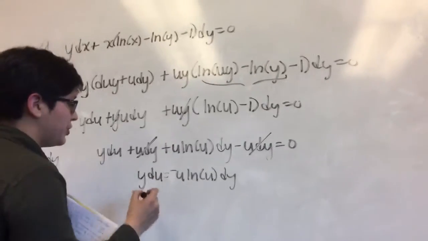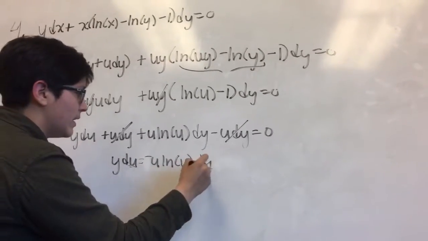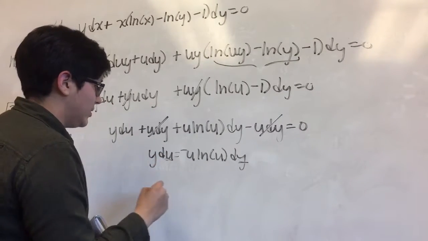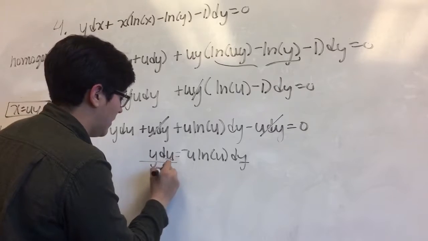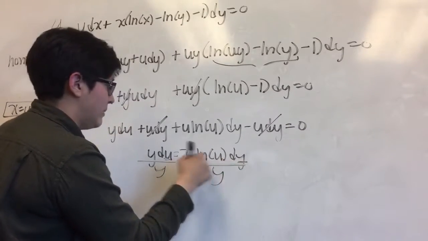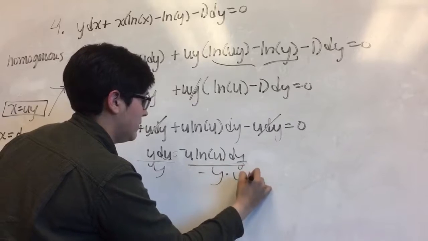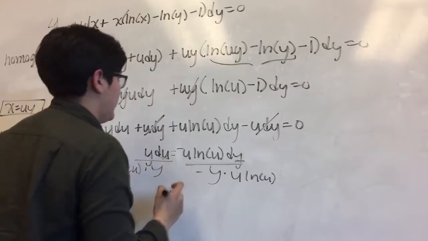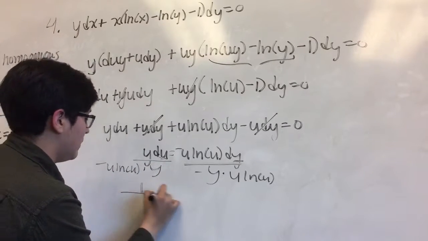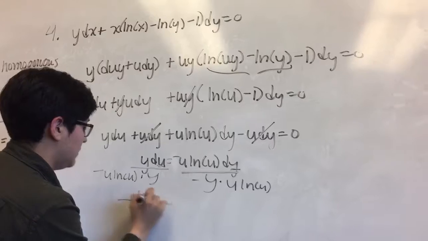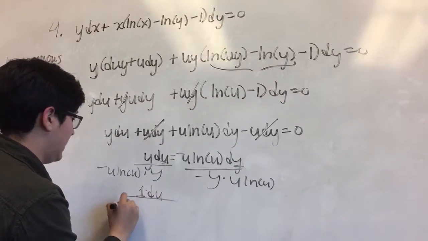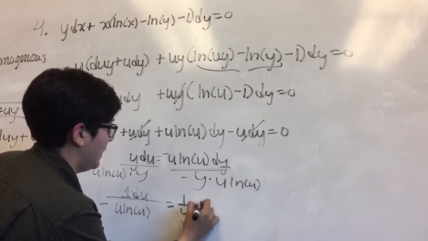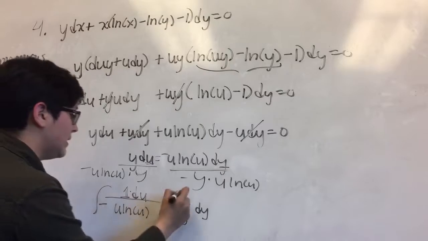And then in order to make sure that each of these variables only has their own variables in the integral, I'm just going to do a little bit of algebra and say that if we divide by this y and we divide by this negative u ln of u, we can have 1 times du over negative u ln of u is equal to 1 over y dy. And then we can integrate.